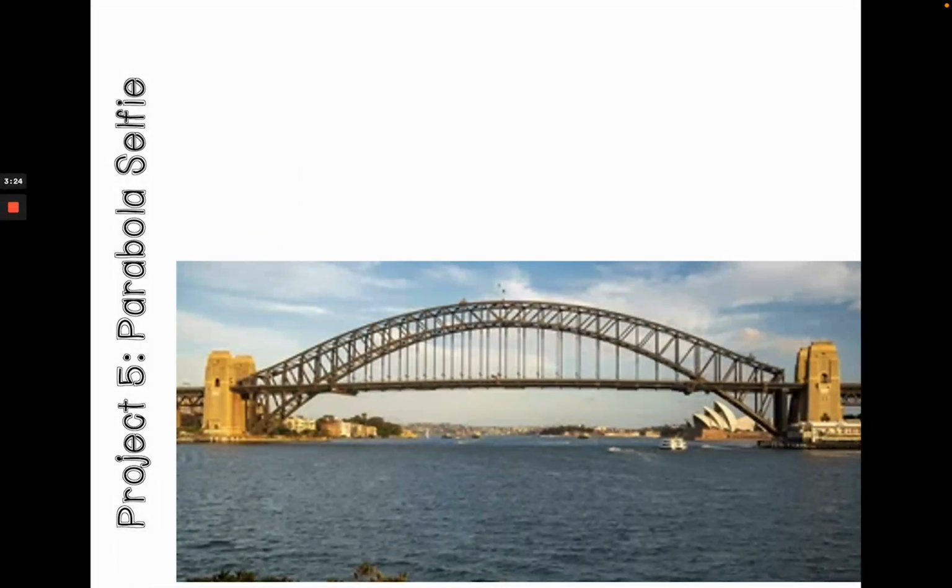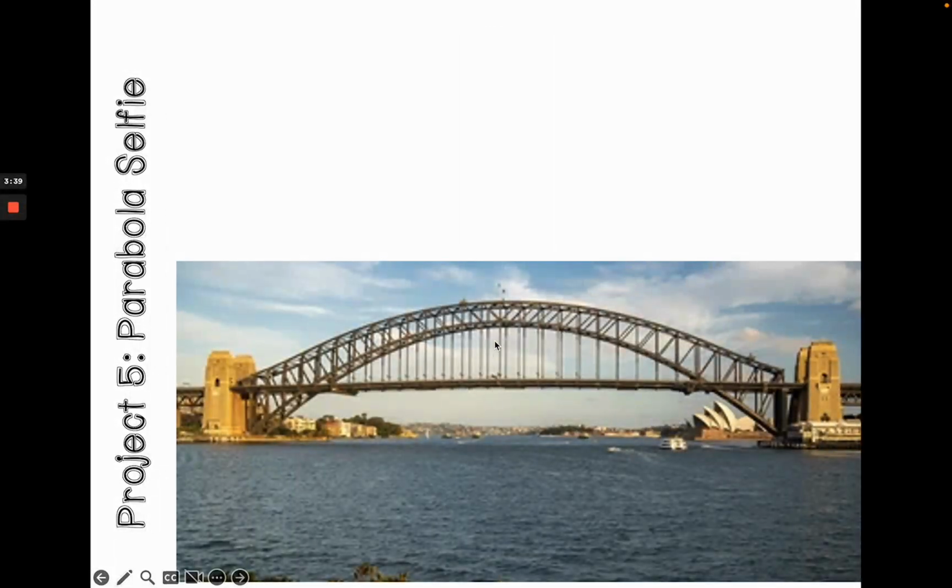This is a bridge in Australia that we were on in 2019. And as you can see, this is a parabola right here. It has a point and it goes outward. Actually, sorry, let's go backwards. It's actually better if you look at the inside of this parabola right here, the bottom part. That's more of a parabola.